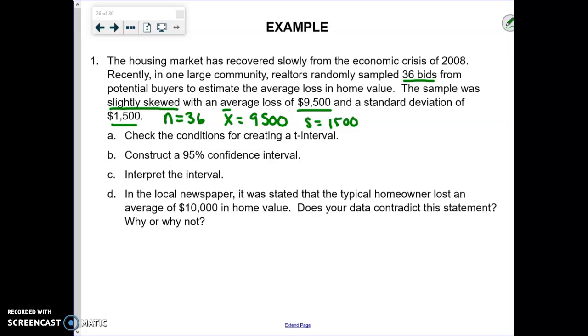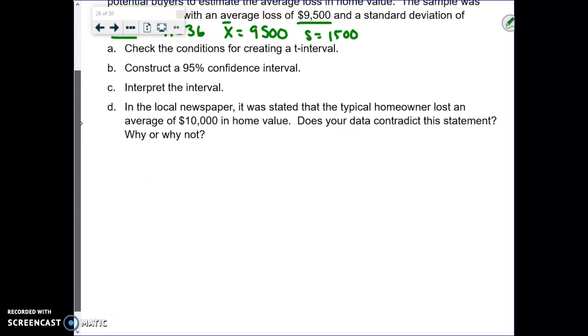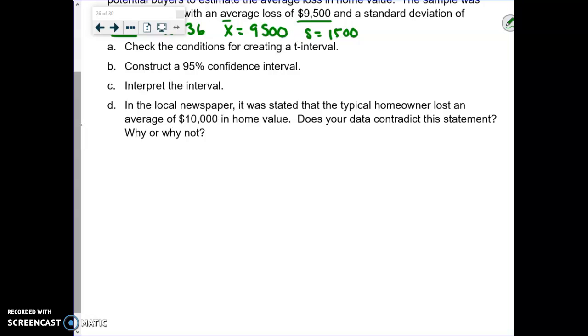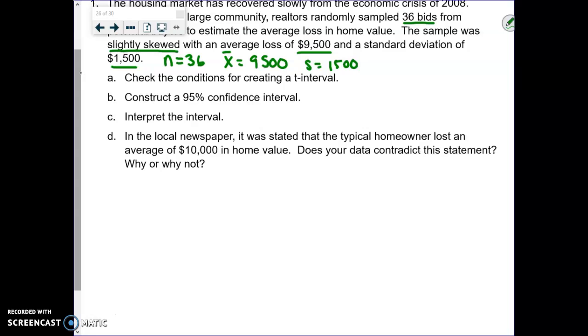Okay, so first of all, A says check the conditions for creating a T interval. And I'm going to go ahead and extend the page here a little bit. But it was slightly skewed. Understand that the distribution is slightly skewed. So if we're going to be able to create a T interval, the sample we use has to be larger than 30. Otherwise, we wouldn't be able to do this. So as you notice up here, the sample size was 36. So in other words, for part A, we can use a T distribution.